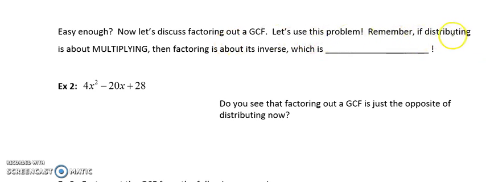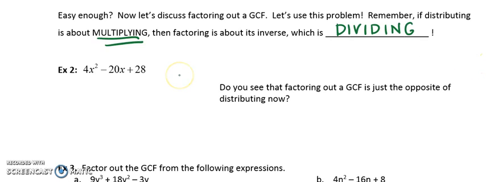Let's use this problem. Remember, if distributing is about multiplying, then factoring is about its inverse, which is dividing. So let's look at this problem here. If you're factoring out a greatest common factor, a GCF, you ask yourself, what divides evenly? What's the biggest number, the greatest number that divides evenly into 4, 20, and 28? And hopefully you will say 4.